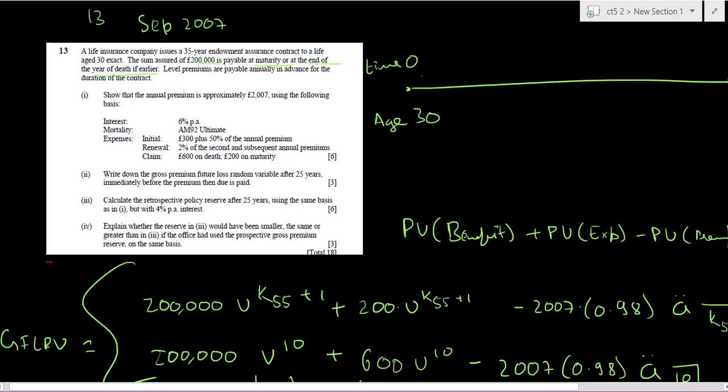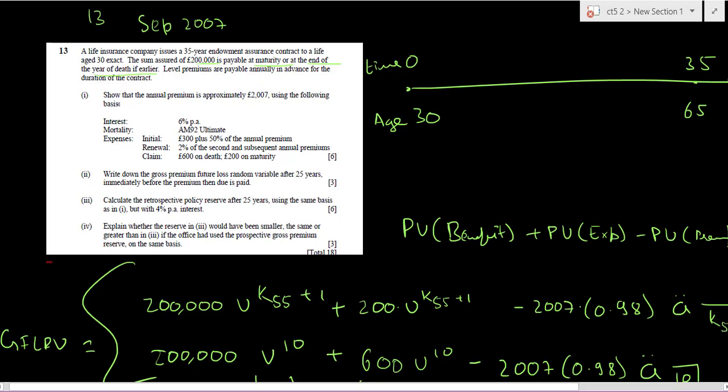death. So if he dies before the term of the contract, that is before the age of 65 or before time 35, then he gets the death benefit at the end of the year of death. If he survives till here, there is a maturity benefit of 200,000. Level premiums are payable annually in advance for the duration of the contract, so it is payable in form of a temporary annuity, of course.